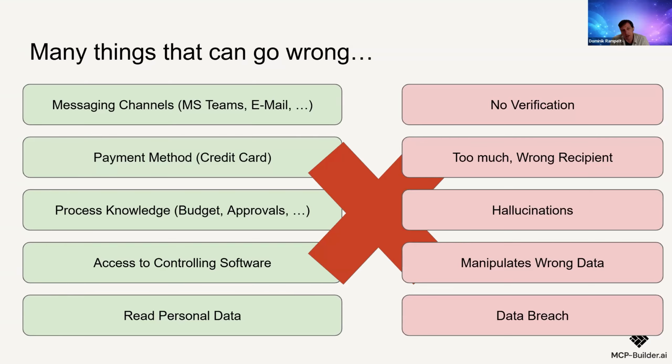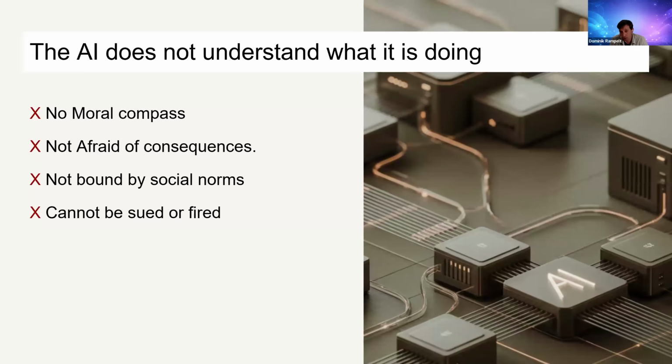And maybe some people now say, okay, the same thing could happen right now also with employees in our teams. But there's one thing very important to understand. AI is not really understanding what it's doing. In the end, it's all math, simply speaking. It doesn't have the moral compass that our employees or our team may have. And it's not afraid of consequences.